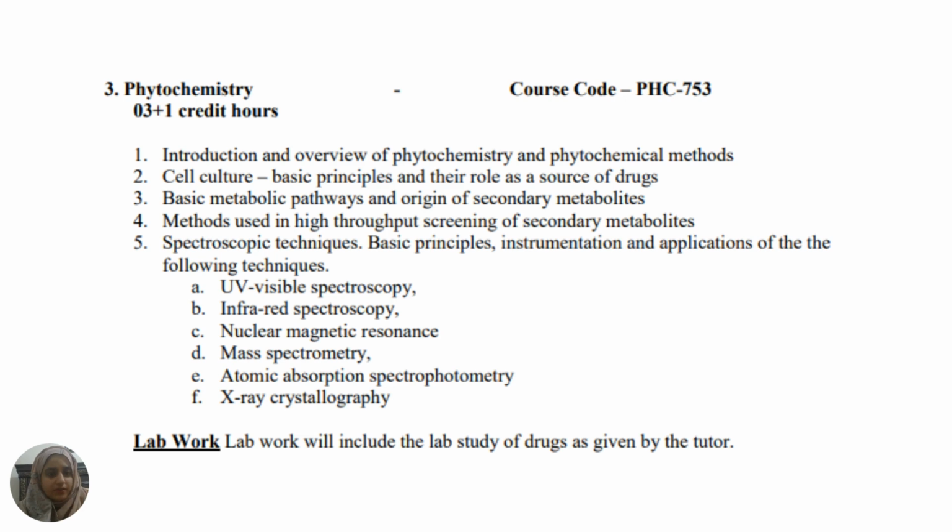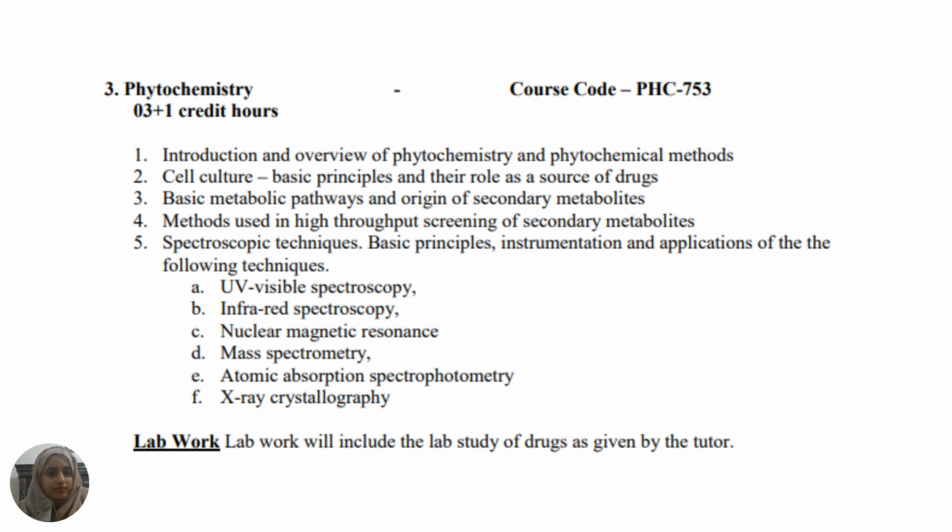Next subject is phytochemistry, which goes with the credit hour of 3 plus 1. It includes the introduction and overview of phytochemistry and cell culture, basic metabolic pathways, and high throughput screening of secondary metabolites. And it includes the techniques UV, infrared, NMR, mass spectrometry, atomic emission spectrometry, X-ray crystallography.